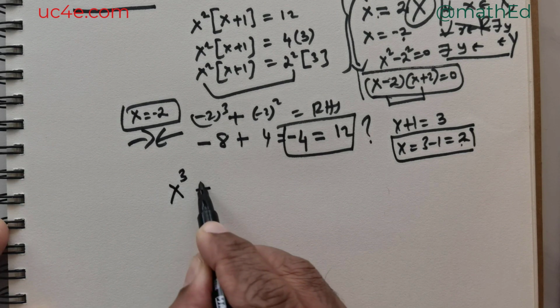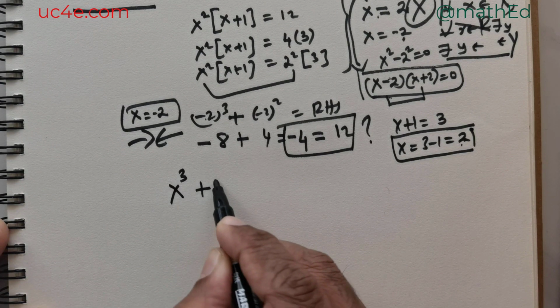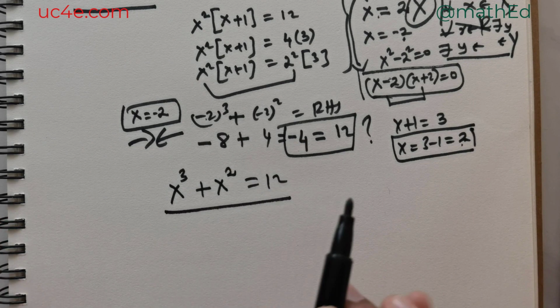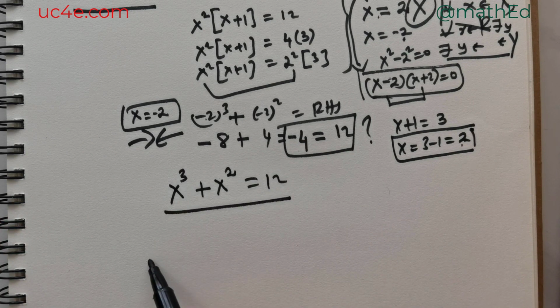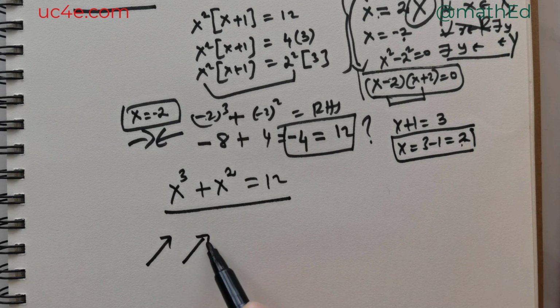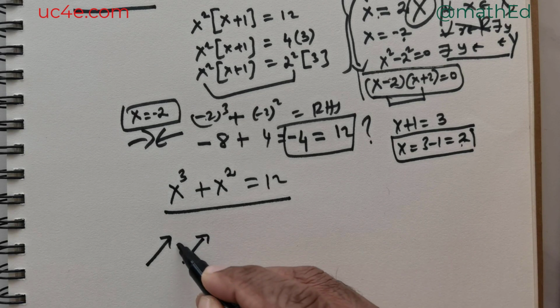Now x cubed plus x squared is equal to 12, right? So this is the function that is being given. Now what is x cubed? x cubed is a strictly increasing function. What is x squared? x squared is a strictly increasing function. The combination of these two increasing functions will give us an increasing function.